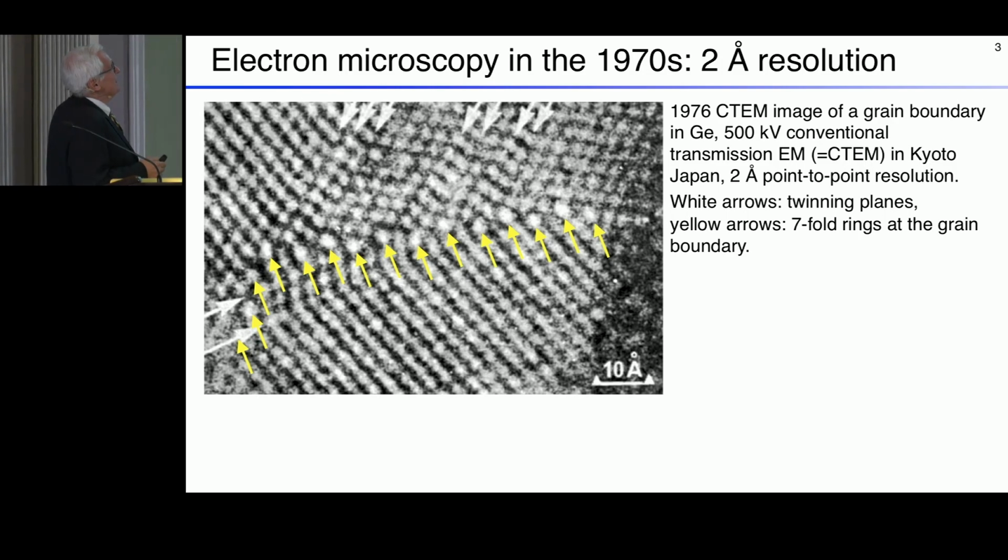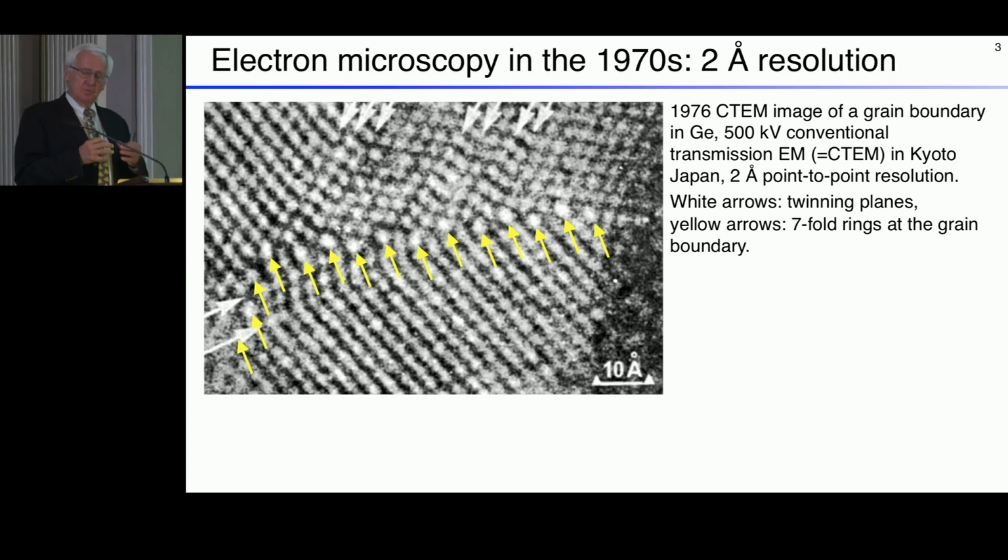And it would produce pictures such as this, where we're looking at germanium in the 110 projection, where you see big tunnels through the structure. And there was a grain boundary here. So we have a 31-degree tilt between this grain, and there's a sigma 9 grain boundary. And at the grain boundary, you can see some dots are bigger than the other ones.